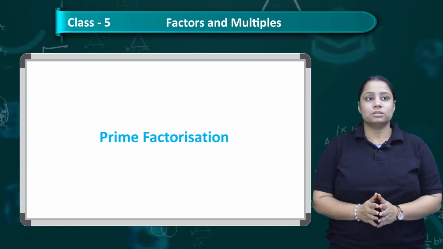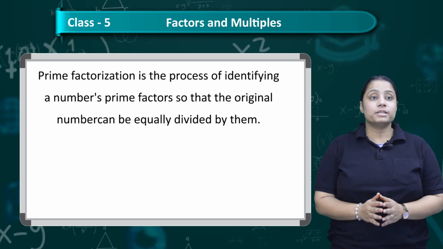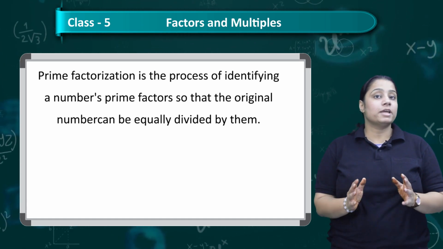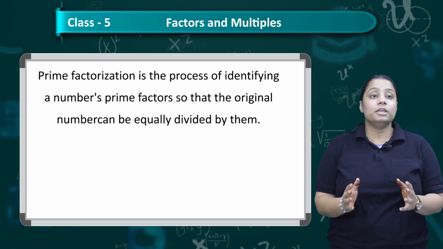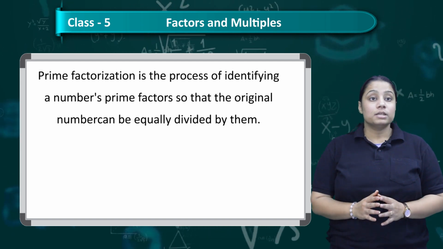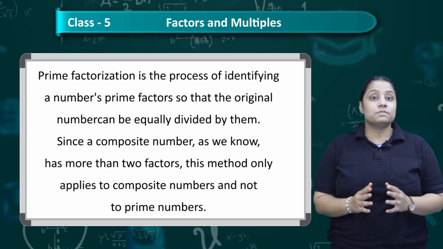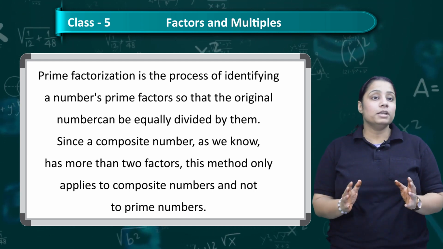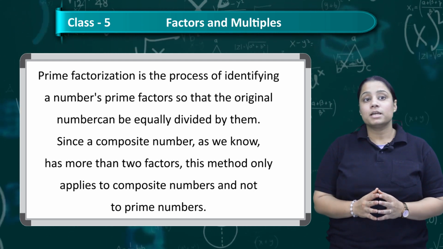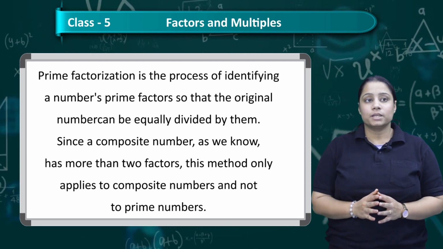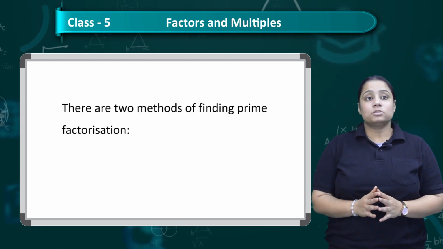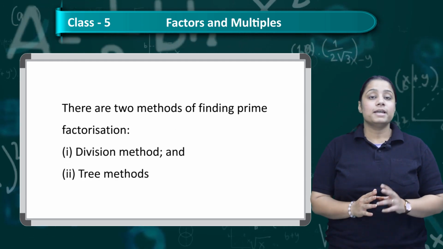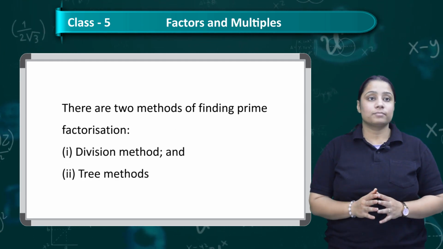Prime factorization. Prime factorization is the process of identifying a number's prime factors so that the original number can be equally divided by them. Since a composite number, as we know, has more than 2 factors, this method only applies to composite numbers and not to prime numbers. There are 2 methods of finding prime factorization. First, division method, and second, tree method.